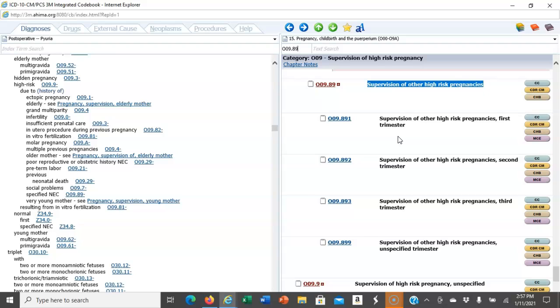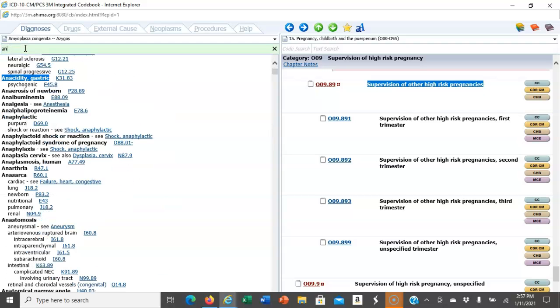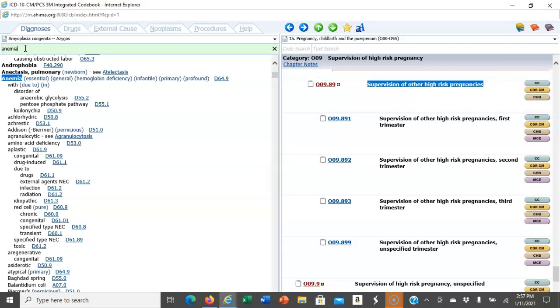We also have to code that anemia, so in the index, if we go to anemia, we use the default. She's getting iron supplements, but this doesn't say iron deficiency anemia. So if we go to anemia, D64.9 is the default code for anemia. That's what we're using here. And then for pregnancy weeks gestation, Z3A.12.